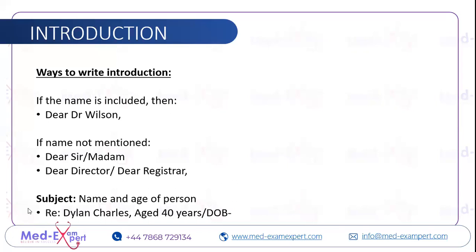Then next you have the subject, in which you have to very clearly mention the name and age of the person you're writing about. For example, Re: Dylan Charles, name of the person, age 40 years. Sometimes in some of the case notes you'll be given the age, and in some of them you'll be given the date of birth. So whatever information is given, if it's the date of birth, you'll be writing that.